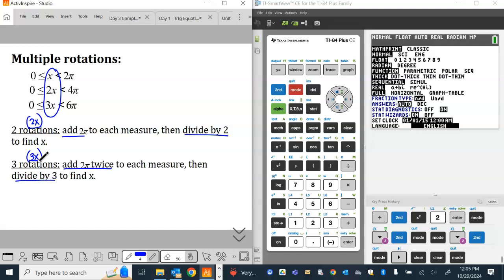For 2 rotations, we're going to add 2 pi to each measure, then divide by 2. For 3 rotations, we're going to add 2 pi twice to each measure, then divide by 3. So let's set that up. I'm going to show you exactly what this looks like.